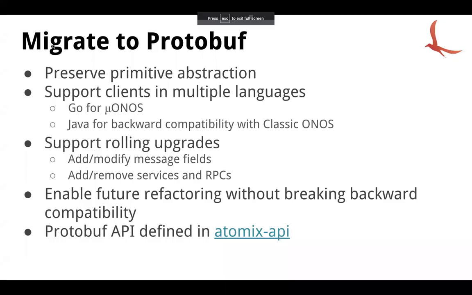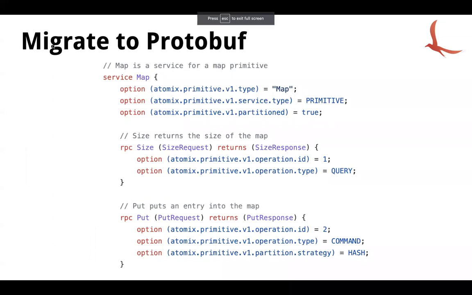Okay. So to look at what some of these look like, this is an example of the map primitive. The map primitive used to be basically a Java interface, right? Now it's a protobuf service. There's RPCs for each operation.